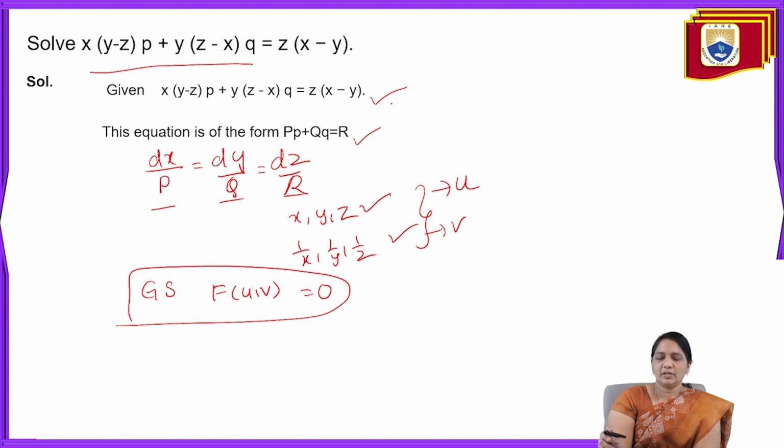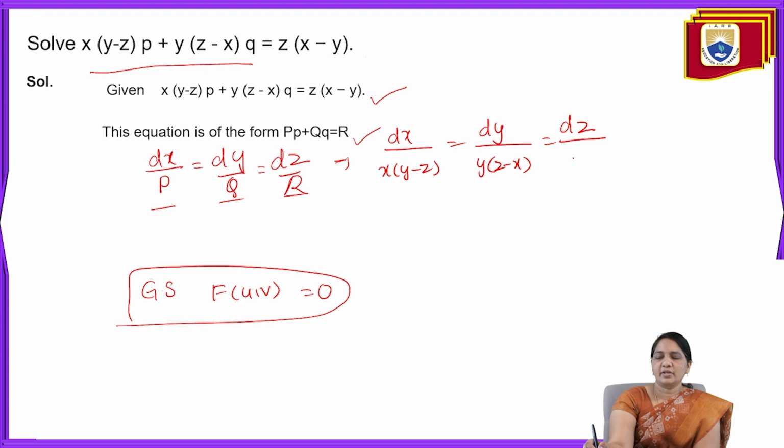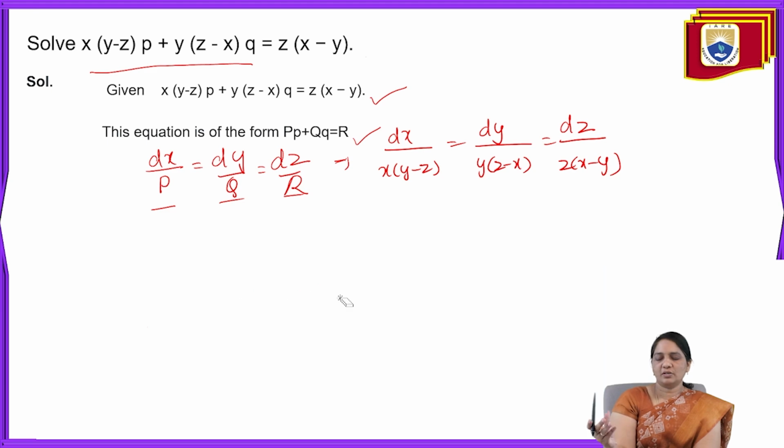So after that, we can finalize the answer. Here according to this, we are writing dx by p. What is that? x into y minus z. dy by q, that is y into z minus x. And dz by r is z into x minus y. So after writing this auxiliary equation, we are going to choose the set of multipliers.